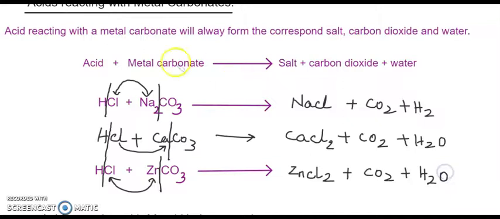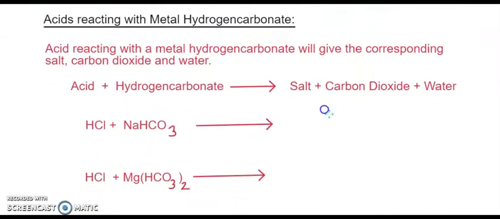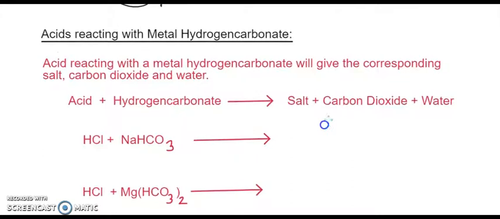So what is the general equation? Acid plus metal carbonate is going to give you salt plus carbon dioxide plus water. The same thing will happen when you're reacting an acid with metal hydrogen carbonate. Okay, what is a hydrogen carbonate? When any metal carbonate is mixed with water, you get metal hydrogen carbonate. So when metal hydrogen carbonate is reacted with acid, again you're getting salt, carbon dioxide and water. First, let's understand this reaction and then we'll go into the experiment. So here sodium hydrogen carbonate is reacted with HCl.